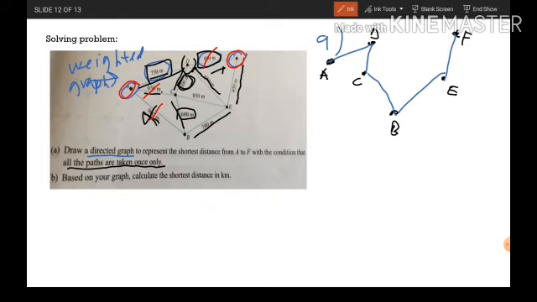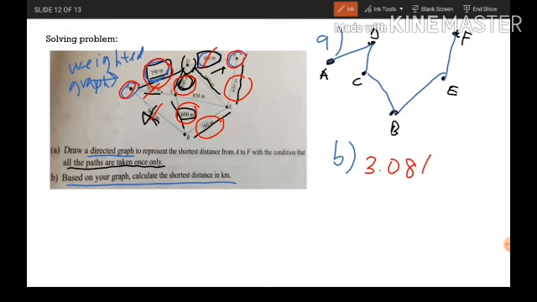Okay, next, question B. It says solving problem. Based on your graph, calculate the shortest distance in time. So just calculate 750, I'm choosing the color, 750 plus 500 plus 600 plus 780 and 450. So the total is 3.08 kilometers. The answer must be in kilometers. Okay, so that's how you solve the problem.